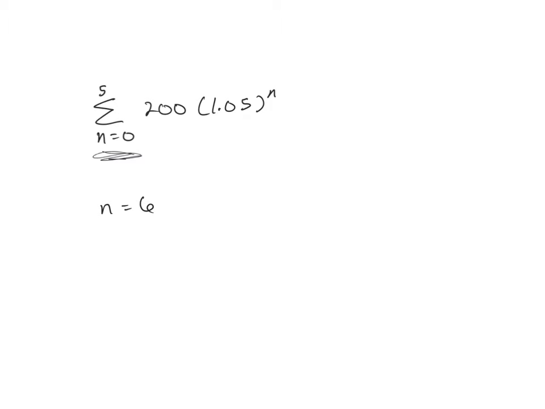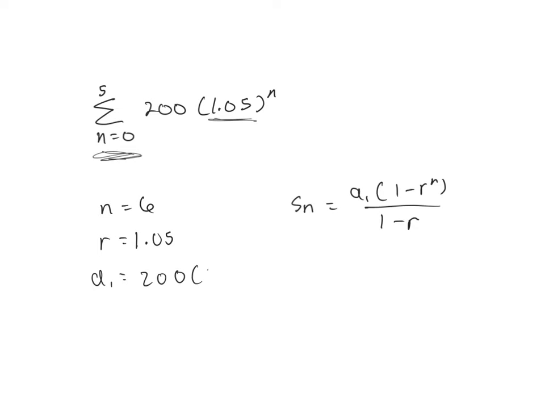Just a quick reminder of the formula that we're using. S of n equals a sub 1 times 1 minus r to the n, divided by 1 minus r. So now we just have to find r. r is the value that's in the parentheses, always the value that's being taken to the exponent. So r is 1.05. Now we plug in a sub 1. We start off with n equals 0, so 200 times 1.05 to the 0 power. Anything to the 0 power makes that 1, so 200 times 1 is 200.